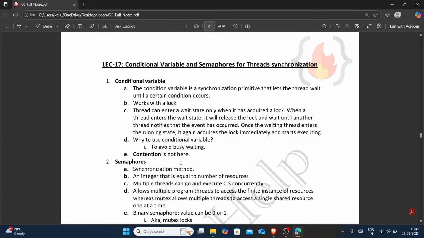Not clear. A thread can enter a wait state only when it has acquired a lock. Let's say there is a critical section, and a thread can enter a wait state when it has acquired a lock. When a thread enters the wait state, it will release the lock and wait until another thread notifies that the event has occurred.